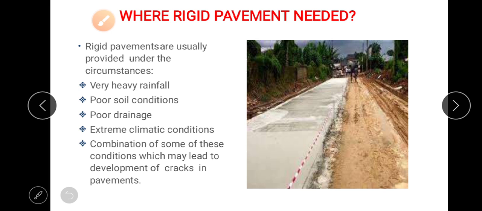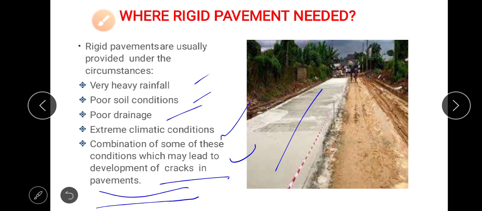Where is rigid pavement needed? Rigid pavements are usually provided under the following circumstances: where very heavy rainfall is observed, poor soil conditions, poor drainage, extreme climatic conditions. A combination of some of these conditions may lead to development of cracks in the pavements, so we go for rigid pavements.